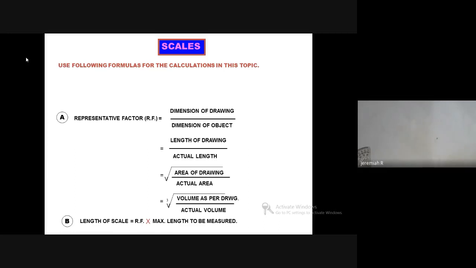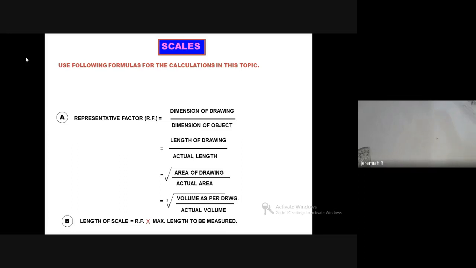And one more formula you have to remember. If you don't know this formula, we cannot solve the problem in scales. The length of the scale is the representative factor times the maximum length to be measured. That will be given. If that is not given, sometimes it will be given.